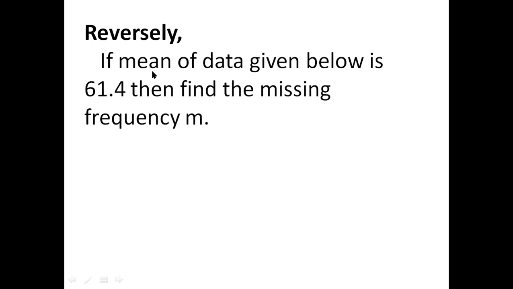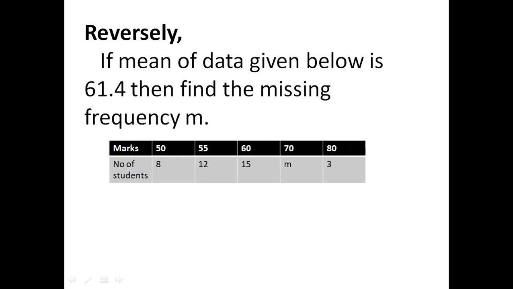From the same question, if the mean of the data given below is 61.4, then find the missing frequency m. So the table is over here. Here are the marks. I have made the question reverse of the previous one. So marks are 50, 55, 60, 70, and 80, and their respective frequencies are 8, 12, 15, m, and 3. Now we have to find the value of m when the mean is 61.4.